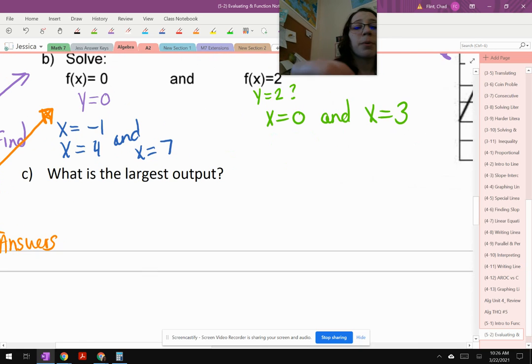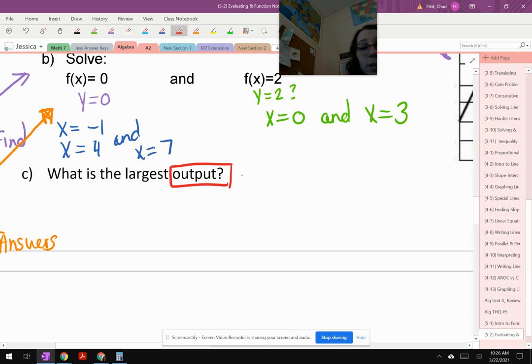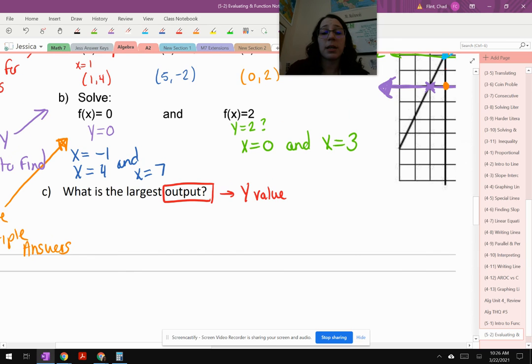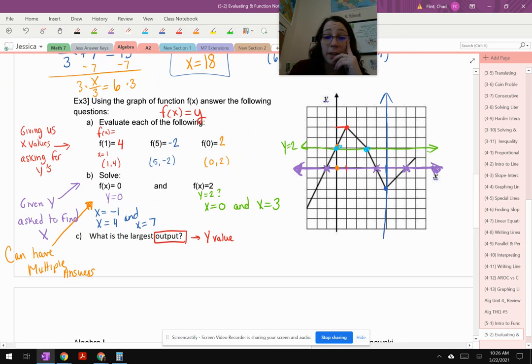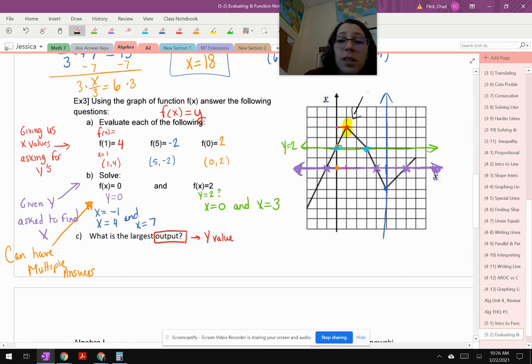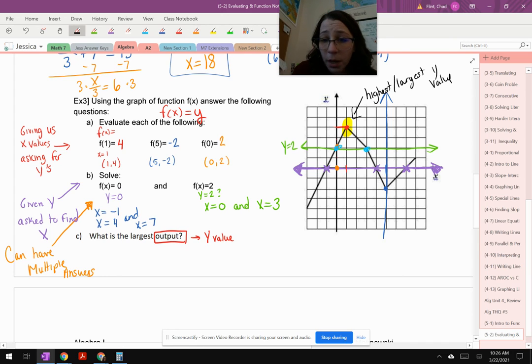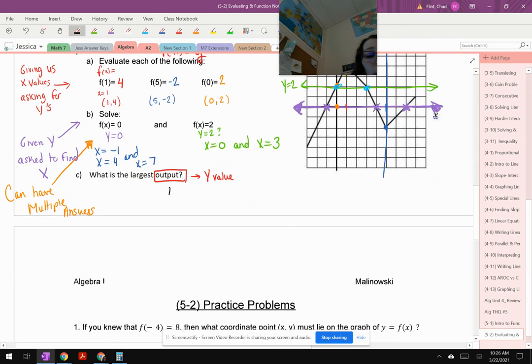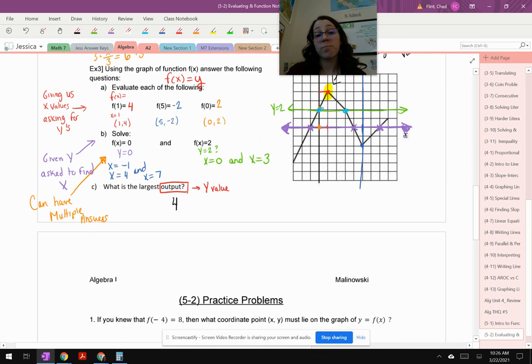Last but not least here, part C, asking us what the largest output is. Remember, output is really just another word for a y value. So they're asking me what's the largest or the highest y value that graph gets to. And that would be right up here. This is the largest or highest y value, which is 1, 2, 3, 4, which is positive 4. So the largest output would be 4. All right.